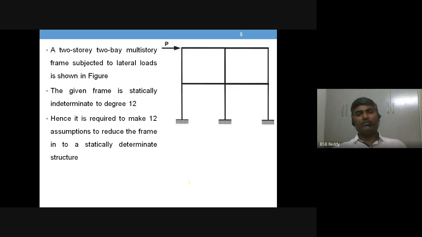Let's see some example. So we take a two-story, two-bay multi-story frame subjected to lateral load. If you want to analyze this one, just think of analyzing this building frame. So what do you do? First you estimate the static indeterminacy of this structure.